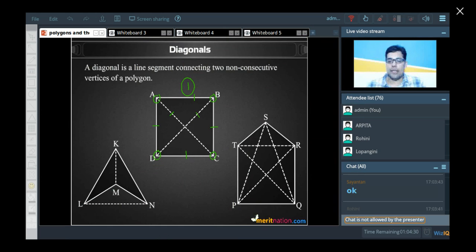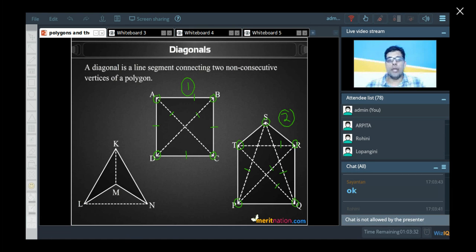Then the next, let's say it is a pentagon, because here we have 5 sides or 5 vertices. Two non-consecutive vertices T and A have one diagonal between them. Then P and Q, again one diagonal between them. Then two non-consecutive vertices S and P, again one diagonal. Similarly S and Q. So we can say 1, 2, 3, 4. And then P and R are again two non-consecutive vertices, so joining them gives a diagonal. We can draw the diagonals of a polygon by joining two non-consecutive vertices.